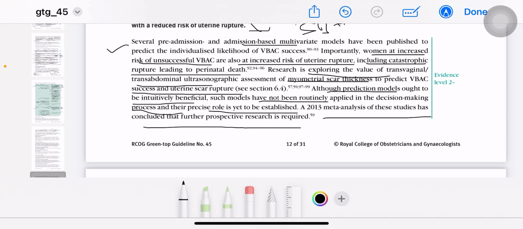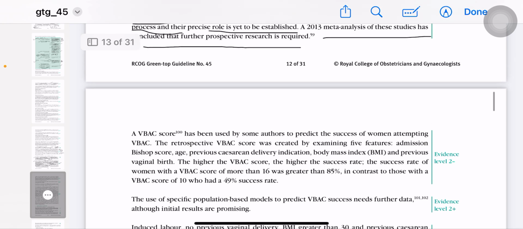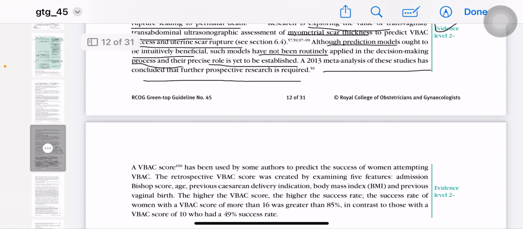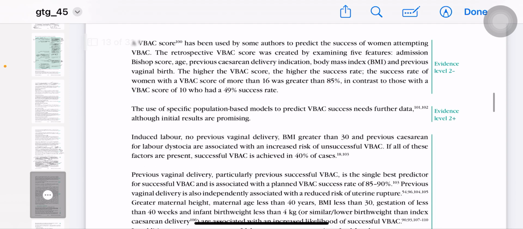So the role of transvaginal or transabdominal ultrasound assessment of myometrial thickness as a predictor of VBAC success is not yet confirmed, and research is going on. So there is no need to check the myometrial thickness.